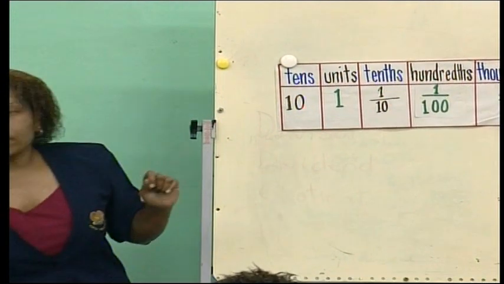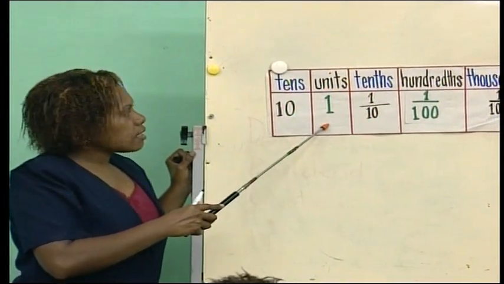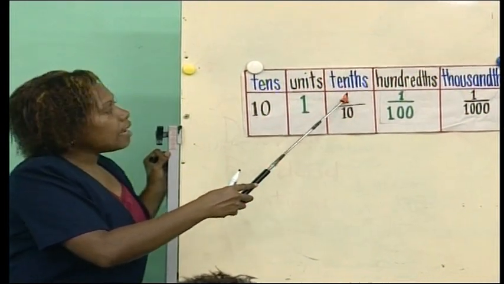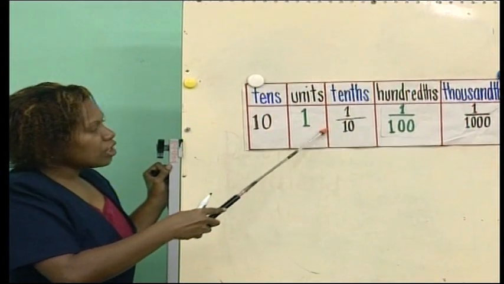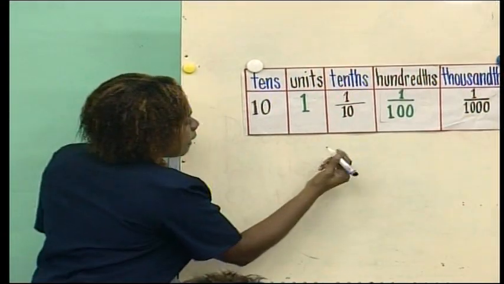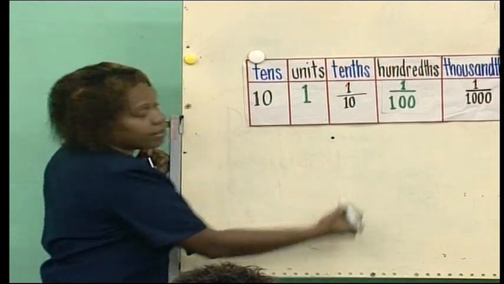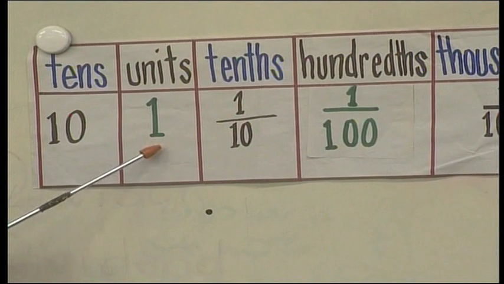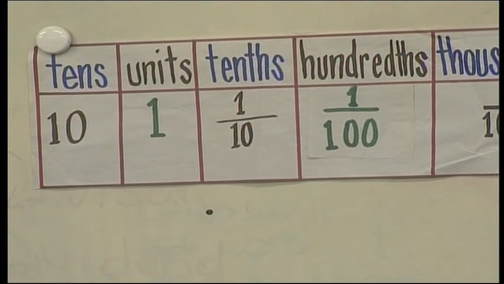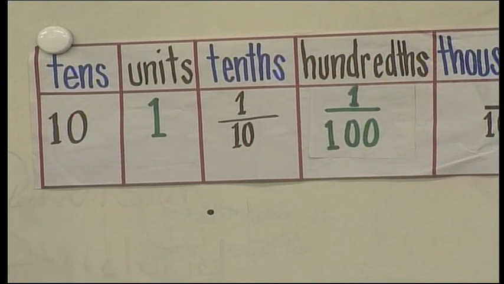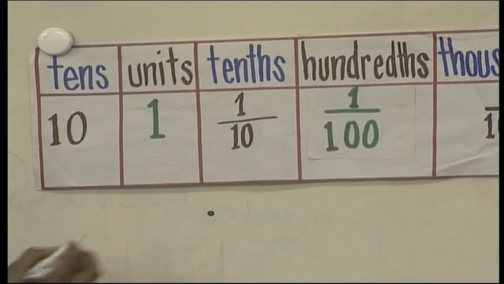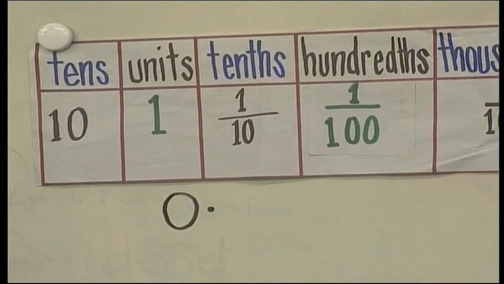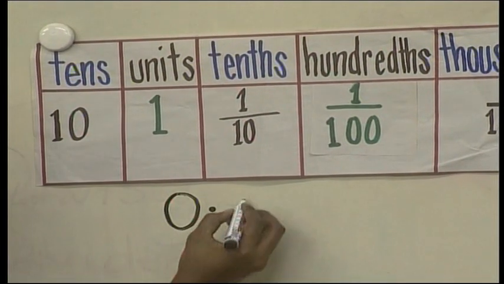So here we have the columns, the units, okay, and after the units, we have the tens, hundreds, thousands. So after the units, we have the decimal point. Or let's say the decimal point is in the middle. All right, 0.3. Where will my 0 come in? Under which column? Tens or units? Units. 0. Okay, and where will my 3 come in? Tenths.